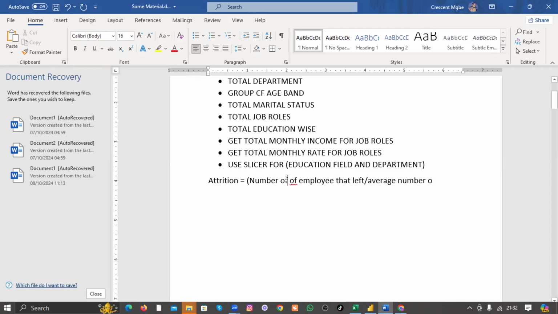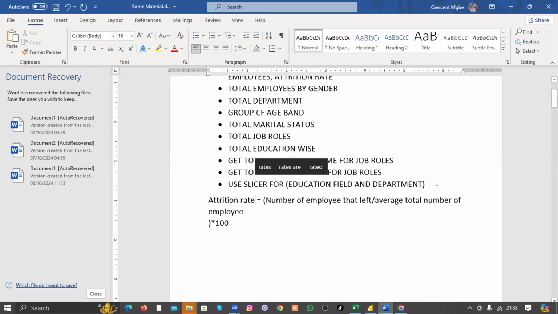So this is the formula for attrition: total number of employees who left, divided by the average total number of employees, then everything multiplied by 100. This is your attrition rate. This is how you calculate your attrition rate. And we're going to do all of that, don't worry.